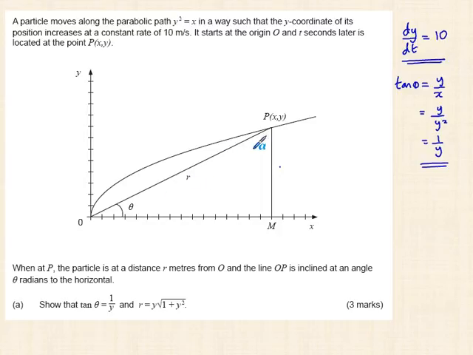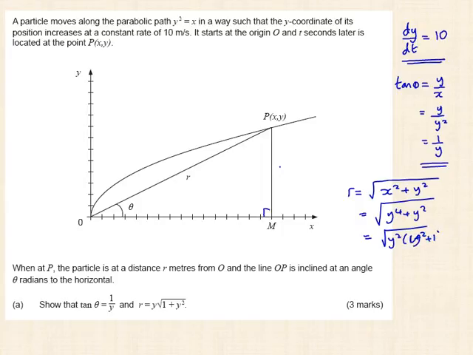And r is y root 1 plus y squared. Well, r, being the hypotenuse of this right-angled triangle here, is just going to be the square root of x squared plus y squared, and x is equal to y squared, so that's y to the 4 plus y squared, which is the square root of y squared into y squared plus 1, and then we can take this outside the square root, so that's y root 1 plus y squared.